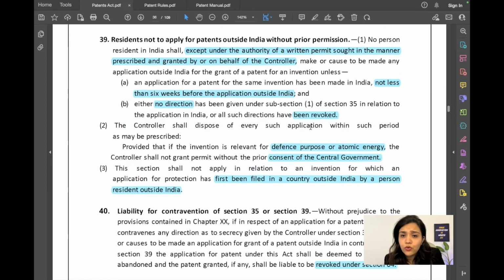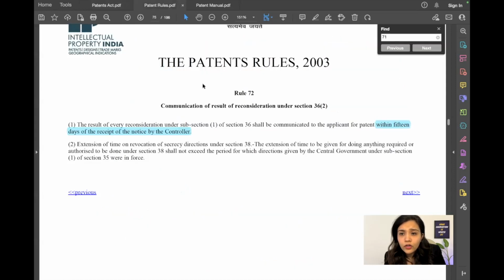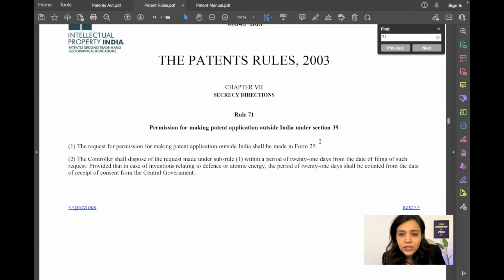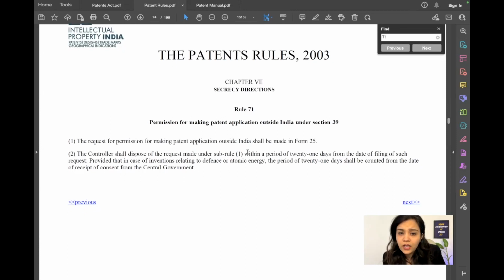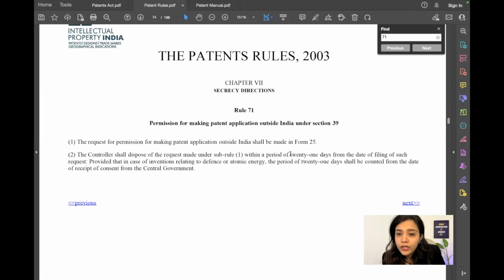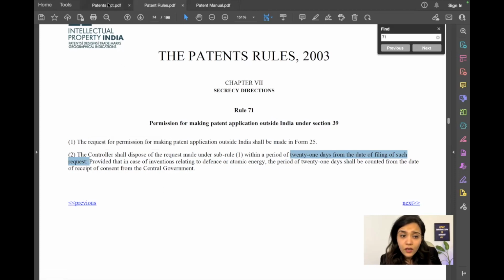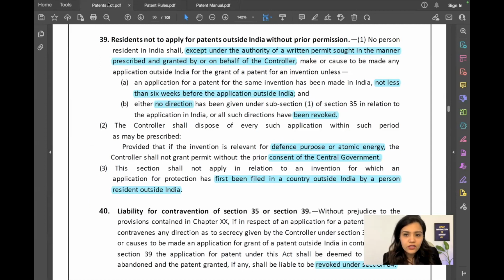Next, we have: the controller shall dispose of every application within such period as may be prescribed, provided that if the invention is related to defense purpose or atomic energy, the controller shall not grant a permit without the consent of the central government. So what does this mean? The time period mentioned here is 21 days. In Rule 71, the timeline is that the controller shall dispose of the request made under sub-rule 1 within a period of 21 days from the date of filing of such request. So whenever you ask for a permit under Form 25, your answer should come in 21 days. Within 21 days, you will get a yes or no from the government.